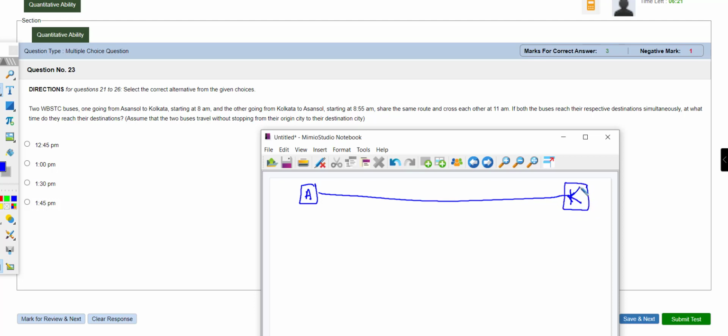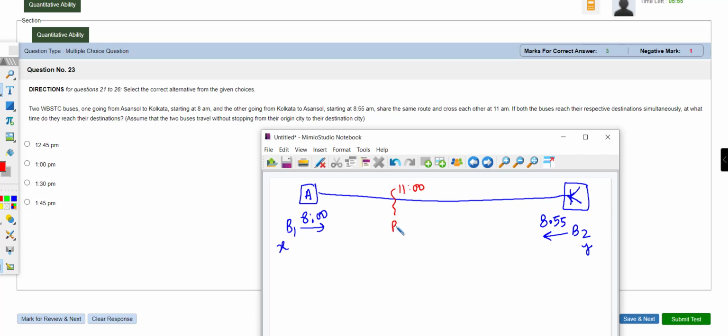Look here, first bus departs at 8 o'clock. Let's call this B1. B1 departs at 8 o'clock with a speed x. Okay, and B2 departs at 8:55 with a speed y, and they cross each other at 11 o'clock.